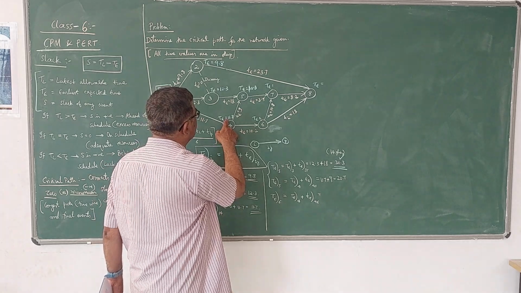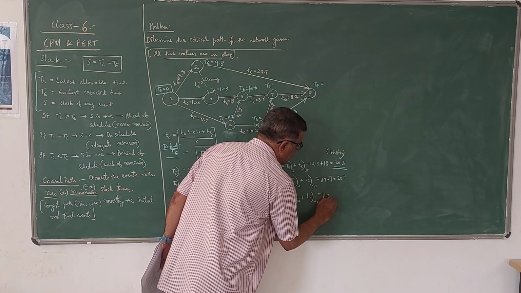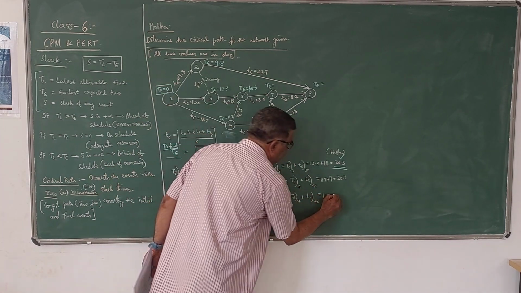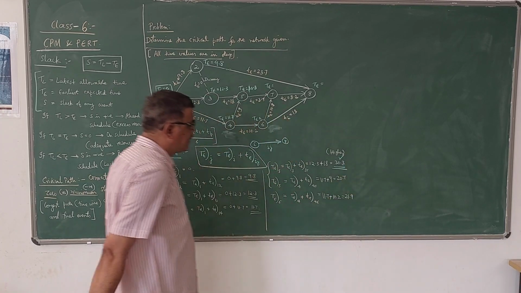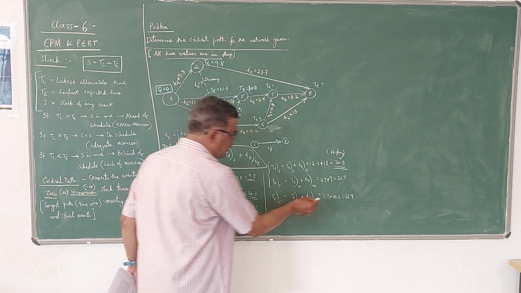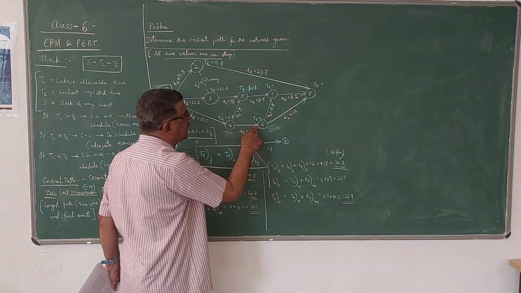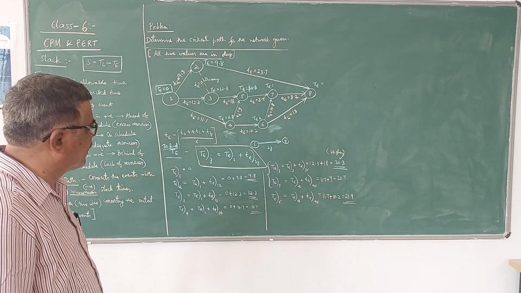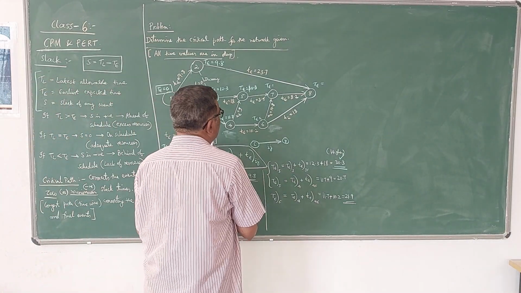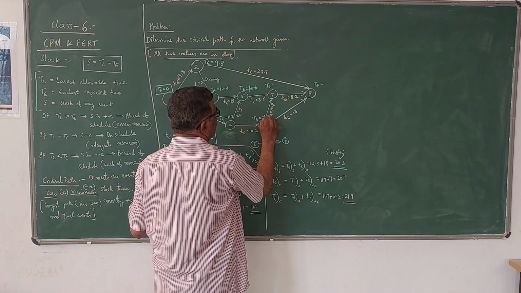So T4 is 11.7 plus T46 is 10.2, so it is 21.9. So only one value. Only one root is there. You have to see the number of arrows, how many arrows are leading to the event. So this is 21.9. This is the one.